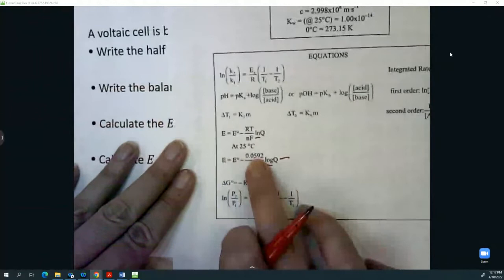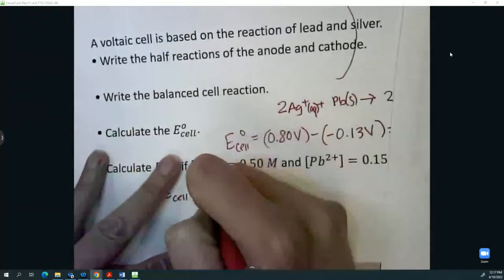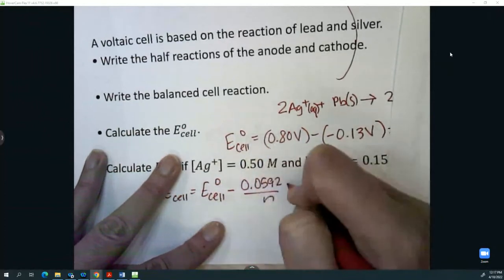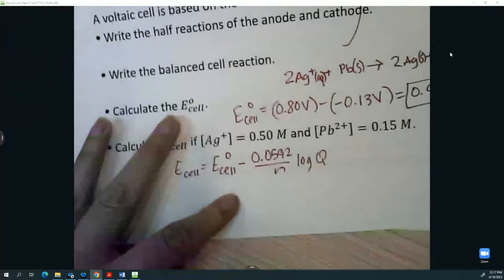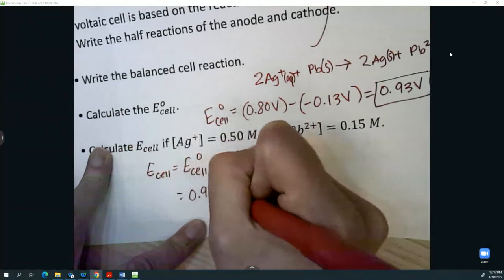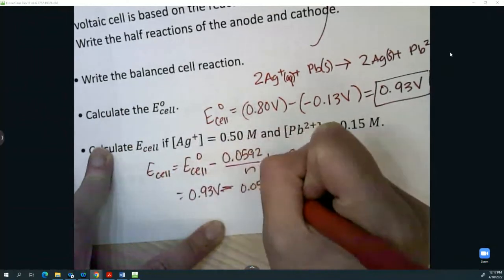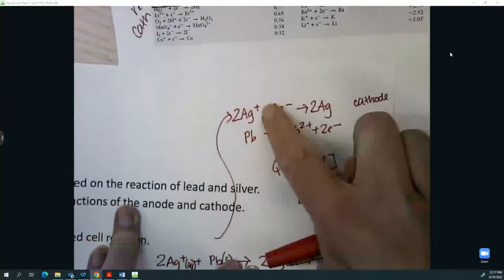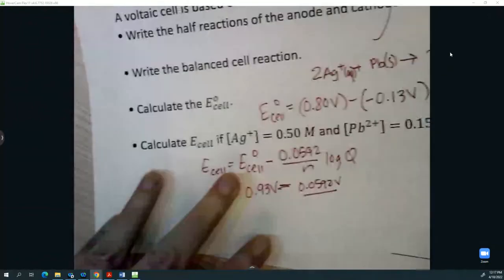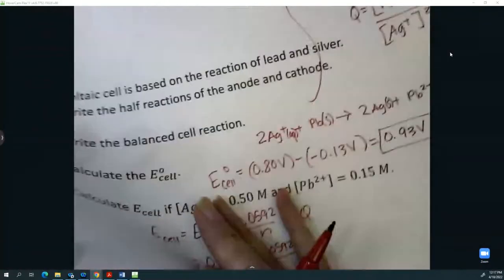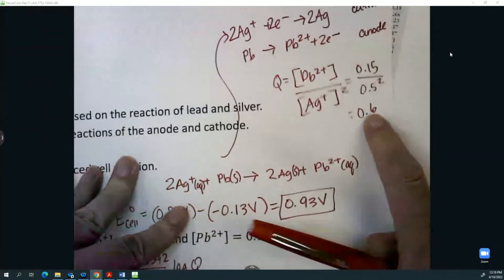So again, I just need to pick an equation and go with it. I'm going to just do this one. The E cell standard minus 0.0592 over n log Q. And the E cell standard is what I just calculated, 0.93, minus 0.0592, that's the volts. The n is how many electrons canceled after I made them cancel, so that's 2. And then my Q is what I calculated over here, the 0.6.